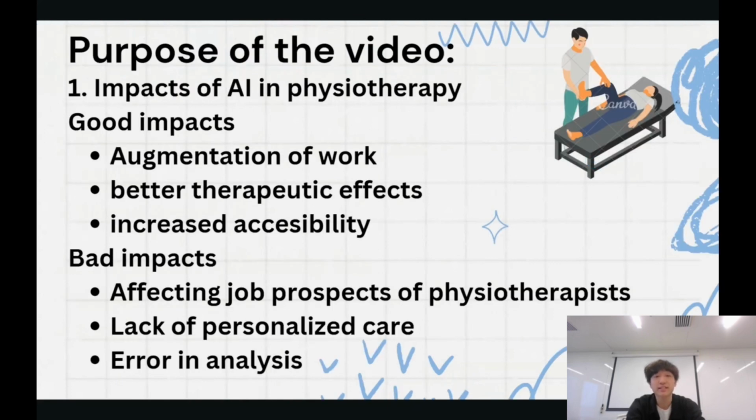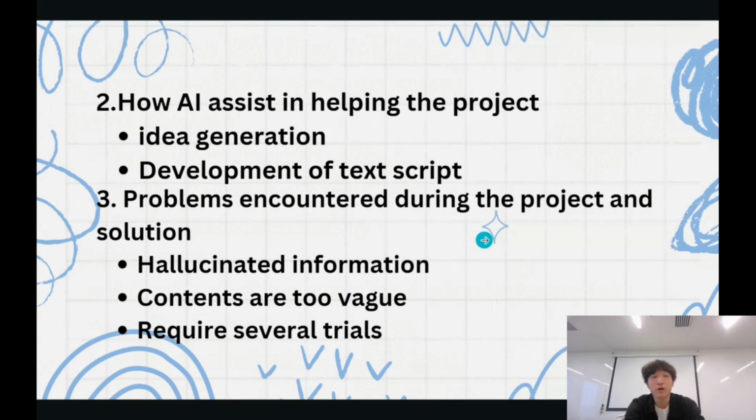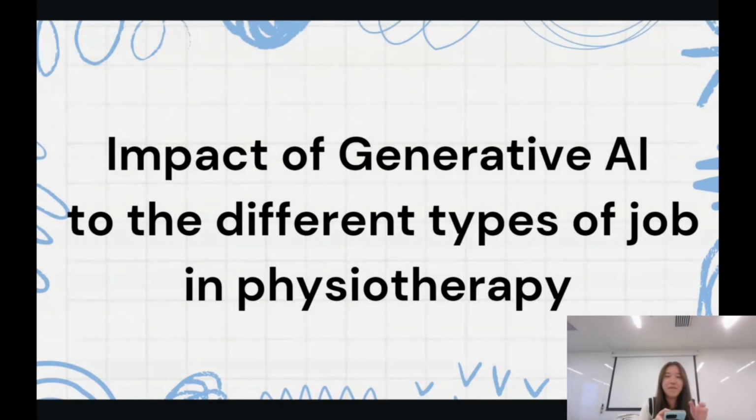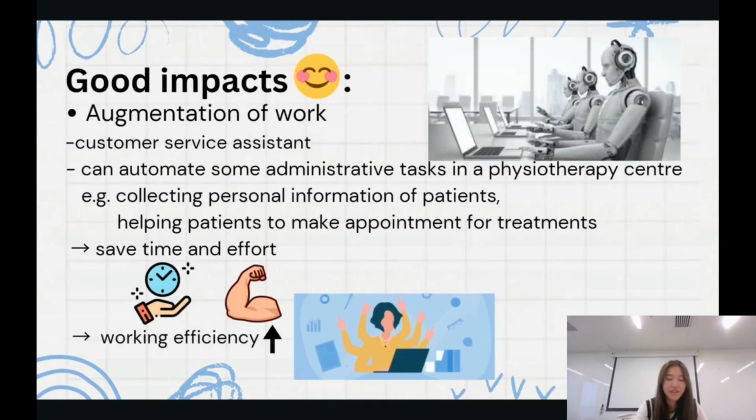First, we will be discussing the impact of AI in physiotherapy, which consists of the good impacts, for example, the augmentation of work, and the bad impacts, like the affection of job prospects for physiotherapists. We will be also discussing how AI assists in helping the project, for example, generating ideas and development of text scripts, and also the problems encountered during the project and the solutions, for example, hallucinated information, vague contents, and several trials. Then we would like to talk about the impact of generative AI to the different types of jobs in physiotherapy. First, there are several positive impacts of generative AI.